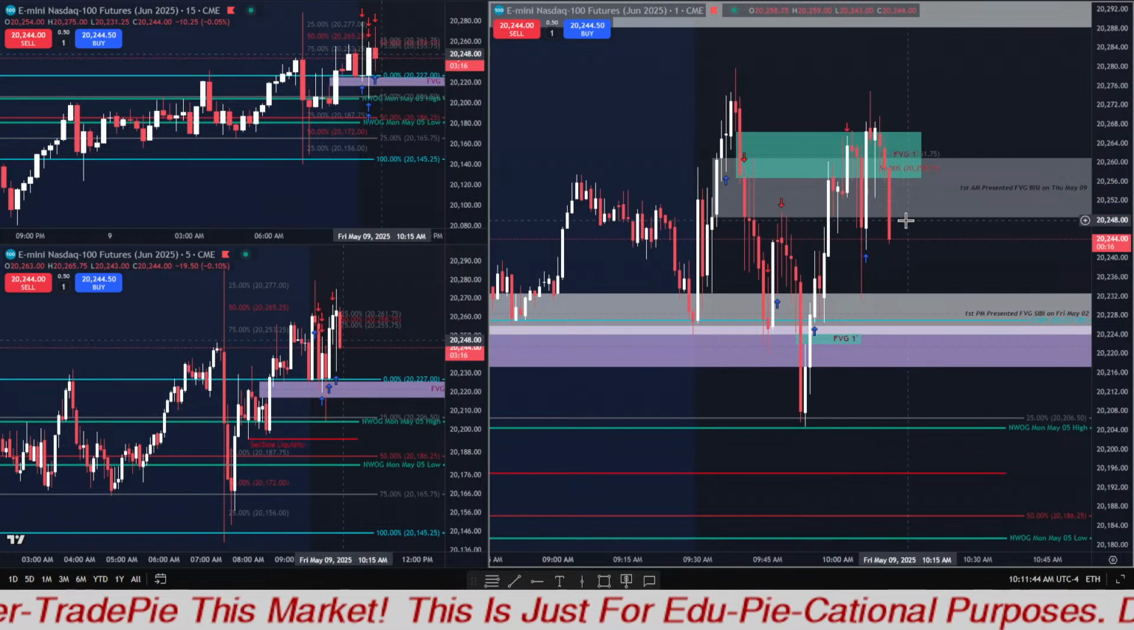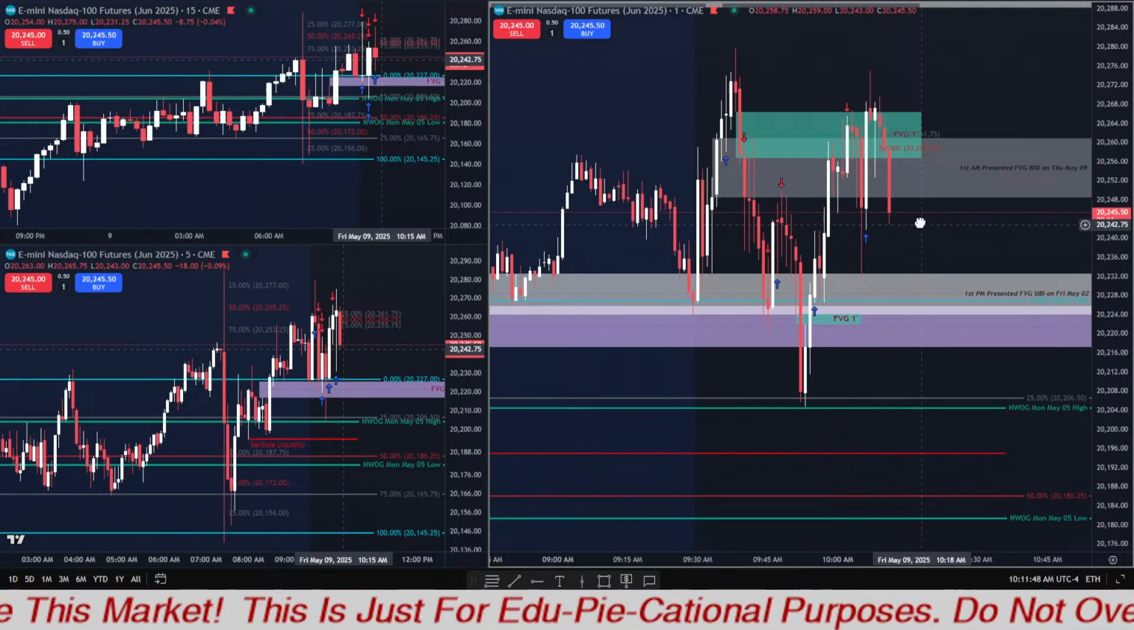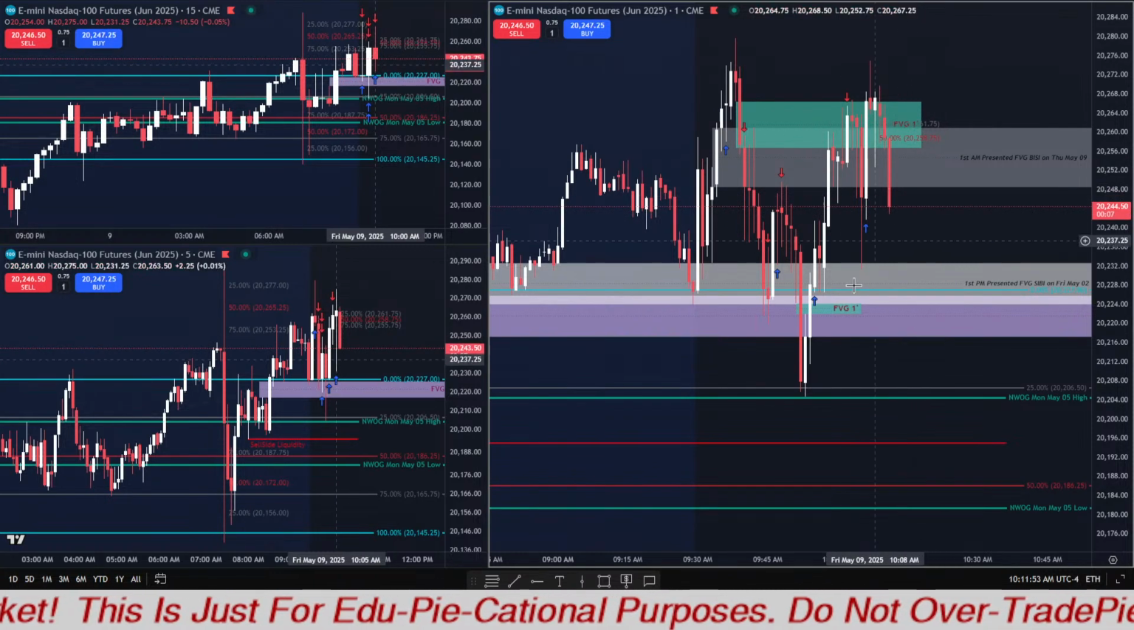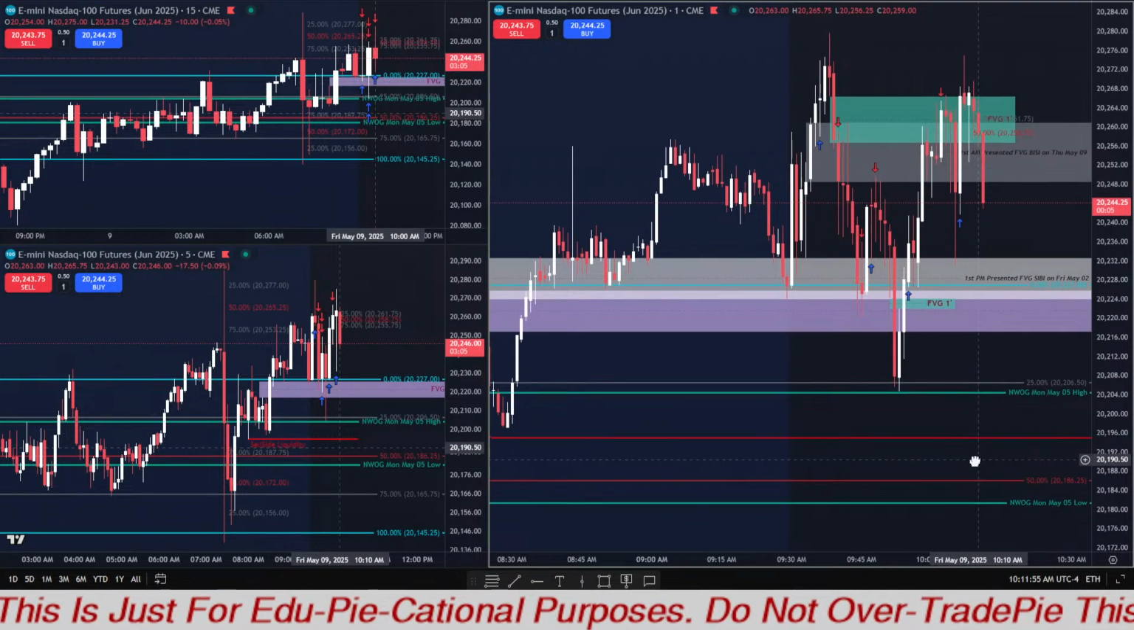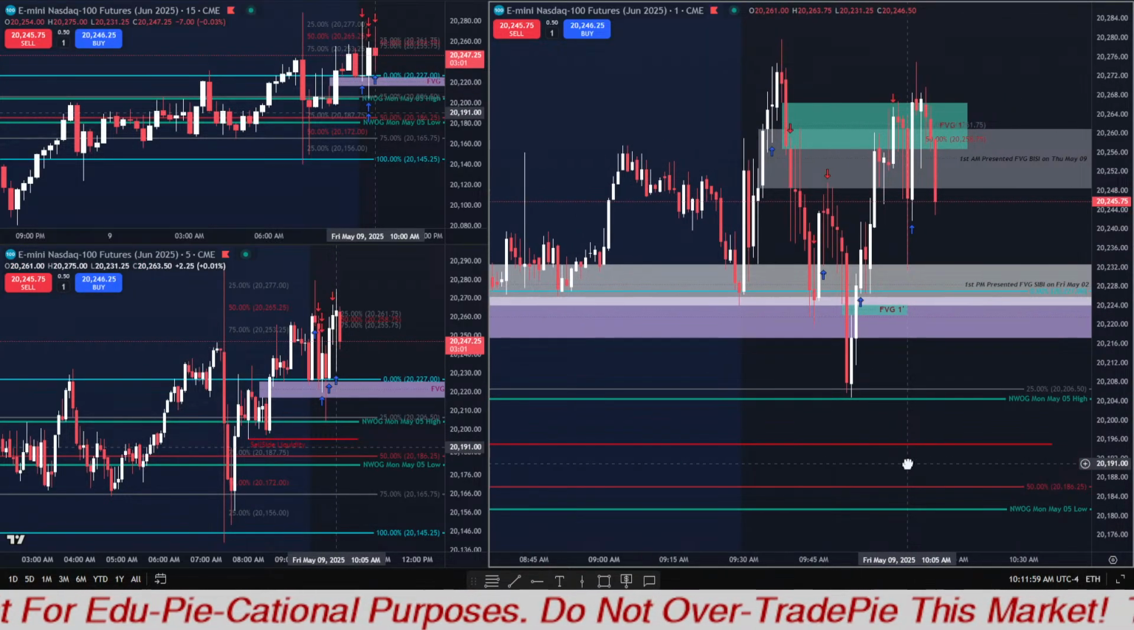Okay, now we have traded below this level, and let's see if this time the market has the power to send it lower to this sell side liquidity over here.